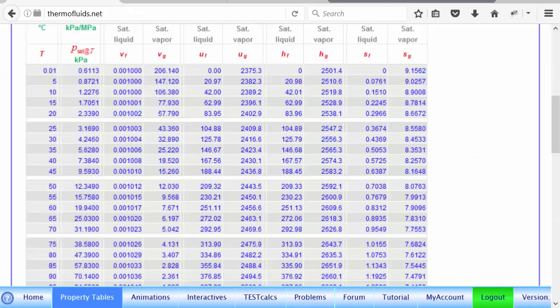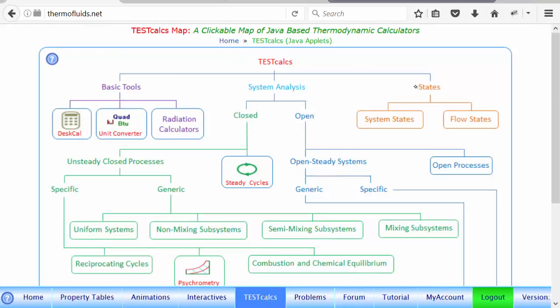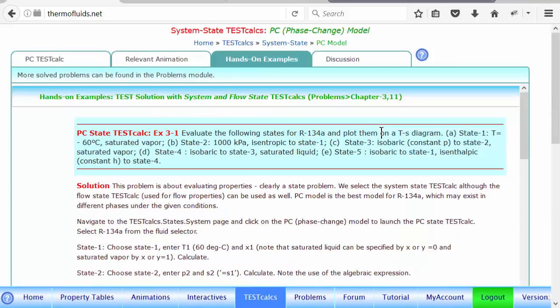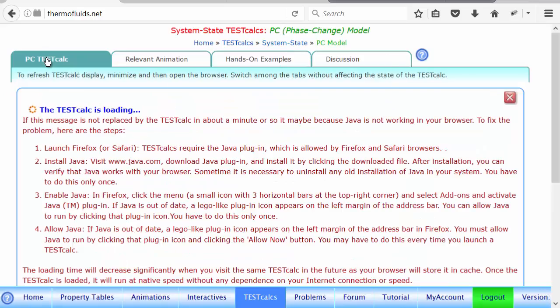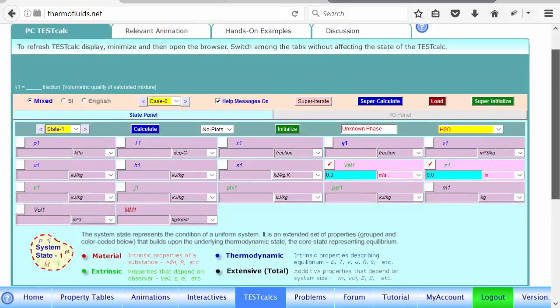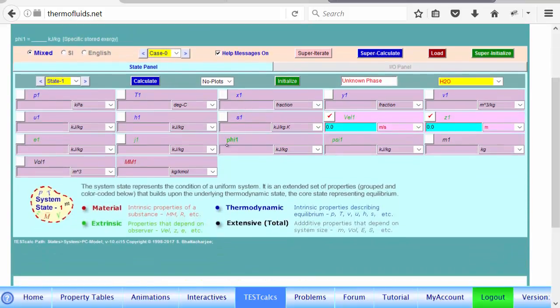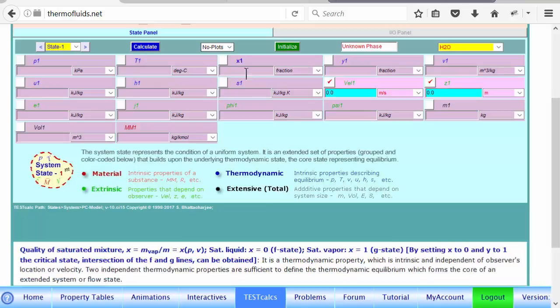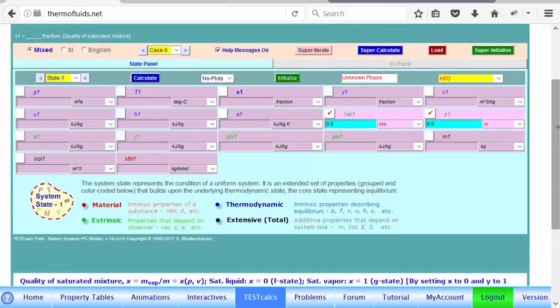And of course, the TestCalc, as you know, can be launched to find properties, system or flow state. You choose one of them, and then click on the model, go to PC TestCalc, and you will notice that it will look very similar to the SL TestCalc that we have seen before, except now it has a quality X here. And by the way, as you move the pointer over a particular property, the definition will appear at the bottom, like what quality X is defined to remind you what it is. And to find a property, you just punch in the known properties and click the calculate button.